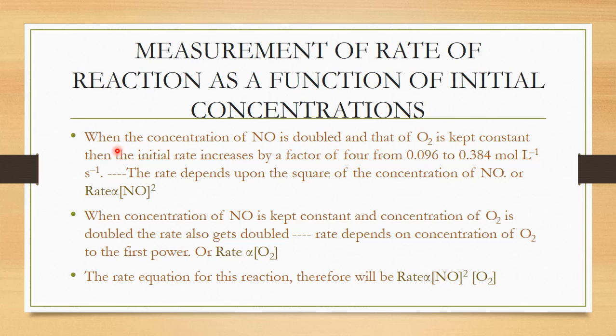Here the same things have been written. When the concentration of NO is doubled, oxygen kept constant, initial rate increases by a factor of 4, means rate is proportional to [NO]^2. When concentration of NO is kept constant and concentration of oxygen is doubled, rate also doubles, or rate is directly proportional to [O2]. Just combine the two, then the rate equation will become rate proportional to [NO]^2 [O2].